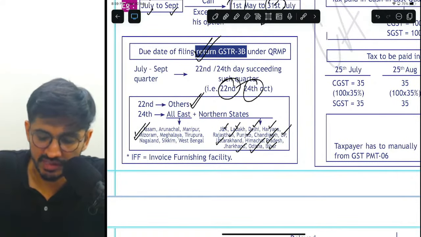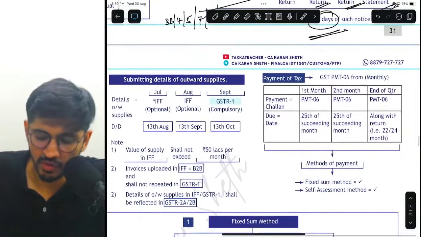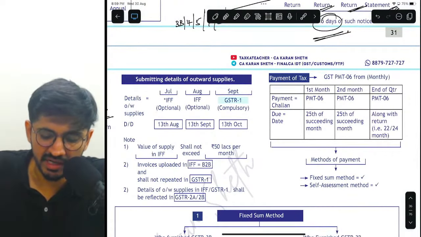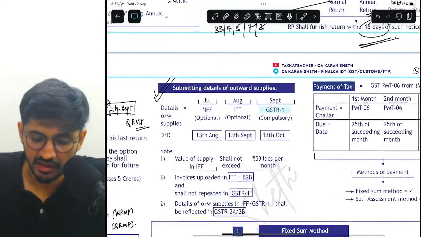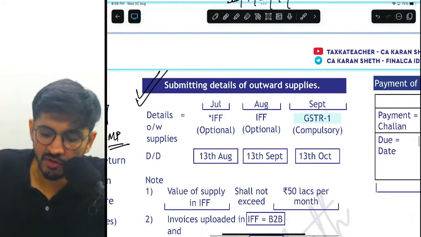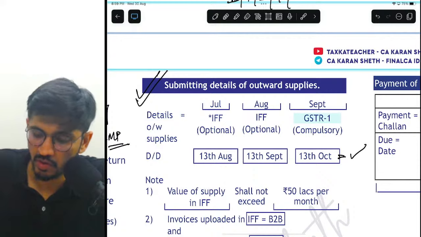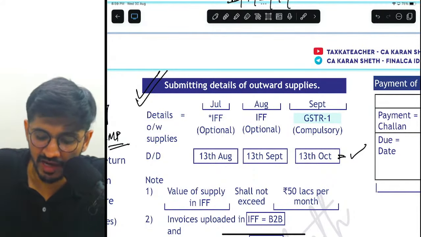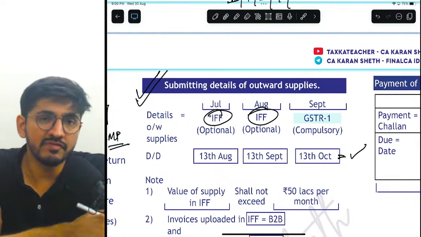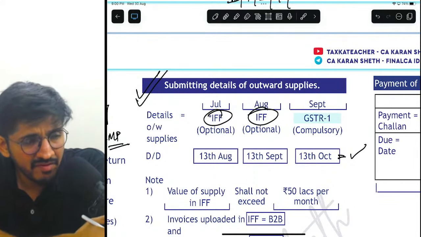it is the 22nd. Next, my dear friends, is submitting details of outward supply in GSTR1. When will you file GSTR1? You will file GSTR1 for September on 13th October. And for July and August, you will file the IFF, Invoice Furnishing Facility, on the 13th of the next month. Now, why is IFF required?